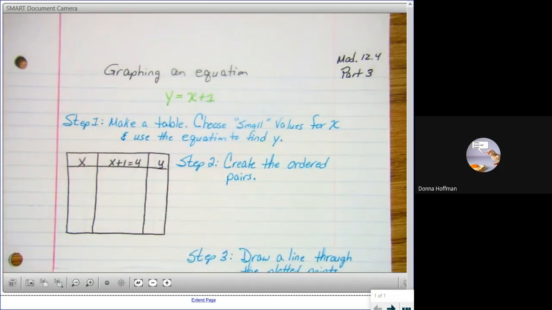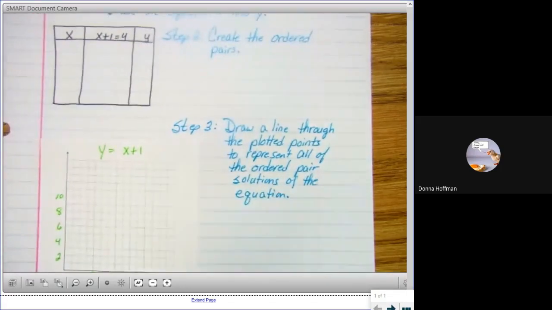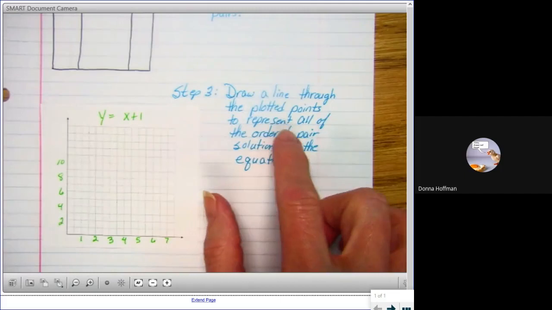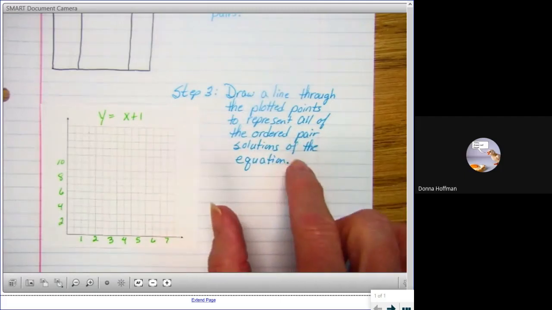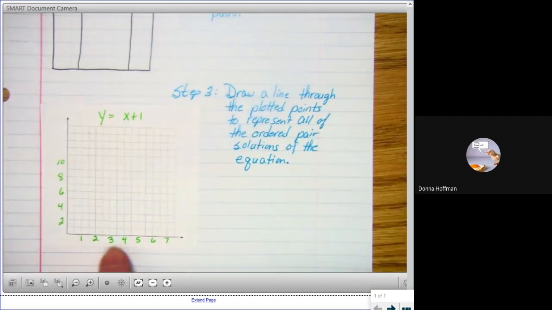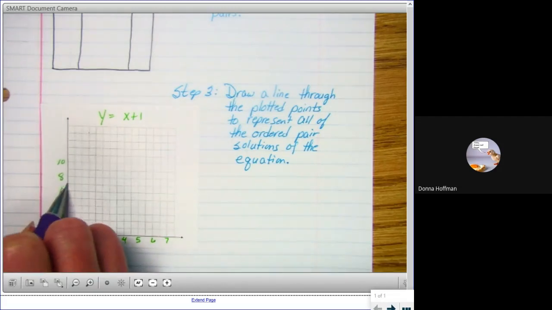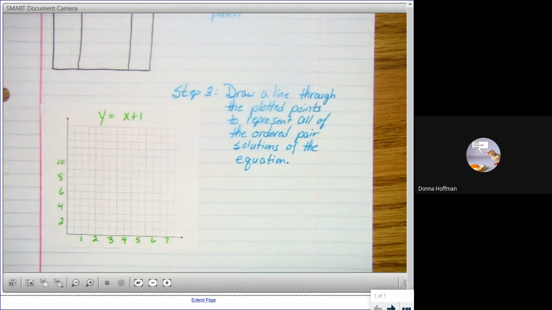Okay. Step number 3, if you want to pause it and write these notes down too, is you're going to draw a line through the plotted points to represent all of the ordered pair solutions of the equation. And again, I have it numbered 1 through 7, like half, 1, 1 1/2, 2, 2 1/2, 3, and so on. And then here on the side for the y, I have it labeled by ones. 1, 2, 3, 4, 5, 6, 7, 8, 9, 10. And that's all the bigger I need to go. Okay. So now you can unpause the video and you can get the lesson.